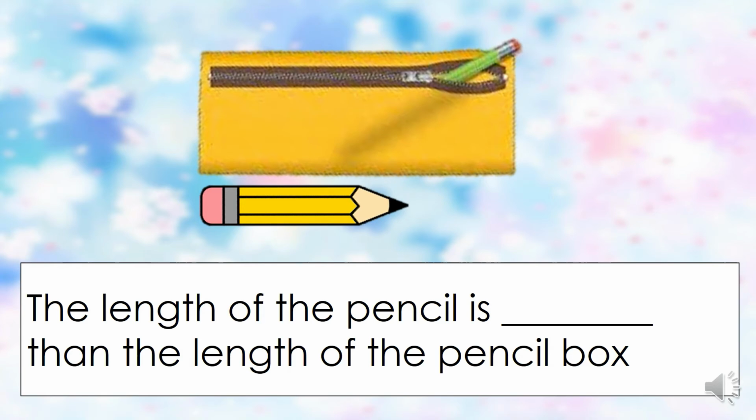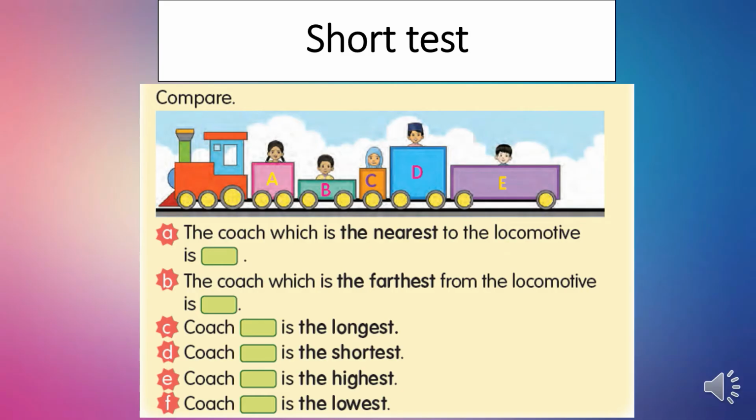The length of the pencil is very good. The length of the pencil is shorter than the length of the pencil box. Now, let's try to have a short test. Compare A. The coach with which is the nearest to the locomotive.